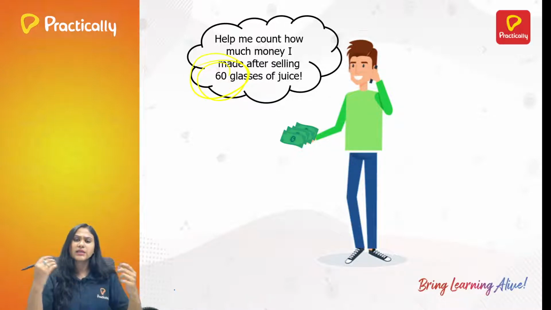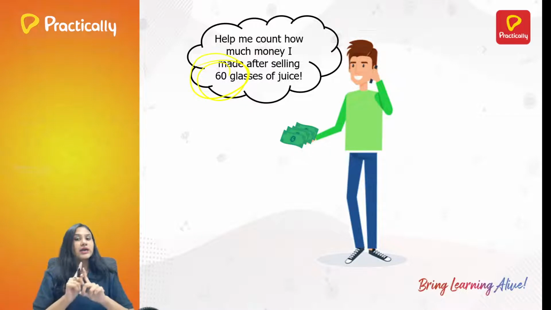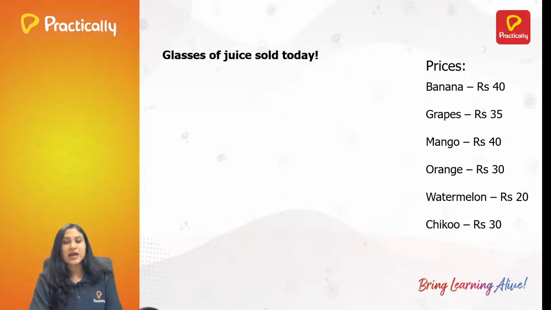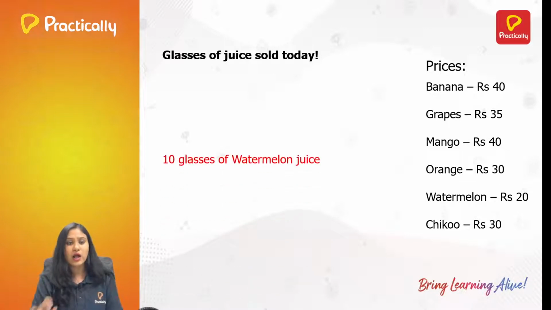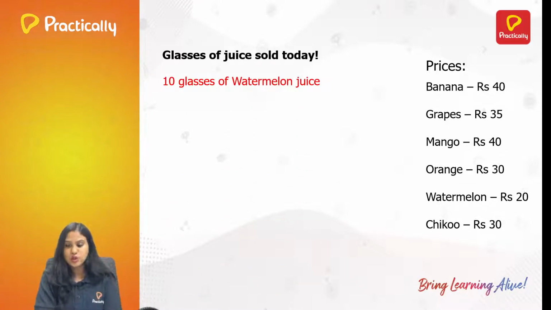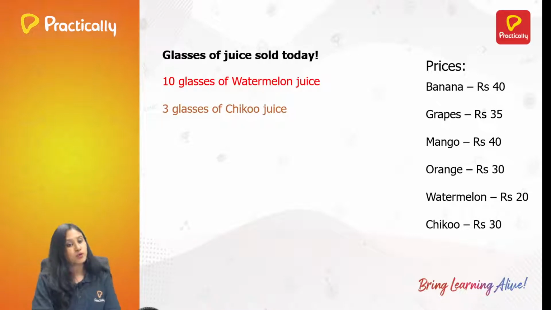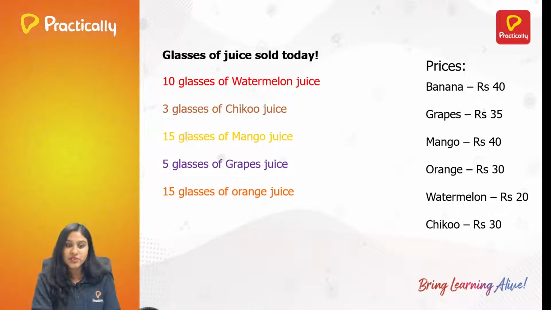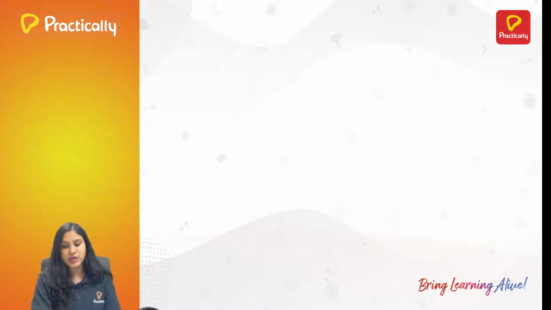But can we take the same cost for each glass of juice? Definitely not. Because in the previous slide, we have seen that there are different costs for different juices. So, all 60 glasses cannot be of same cost. So, shall we check how many glasses of each juice he has sold? Let's check. So, these are the prices. Glasses of juice sold today. Now, 10 glasses of watermelon juice. Okay. Next, 3 glasses of chiku juice, 15 glasses of mango juice, 5 glasses of grape juice, 15 glasses of orange juice, 12 glasses of banana shake.